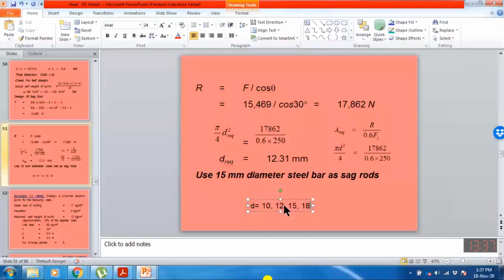So if diameter required is coming out to be 11, then we need to provide the diameter 12. If the diameter is coming out to be between 12 to 15, then we need to select the diameter on upper side. If the diameter is coming out to be 16, then we need to provide diameter as a 18. So in the market, the diameter of steel bar or solid bar is available in the following order.